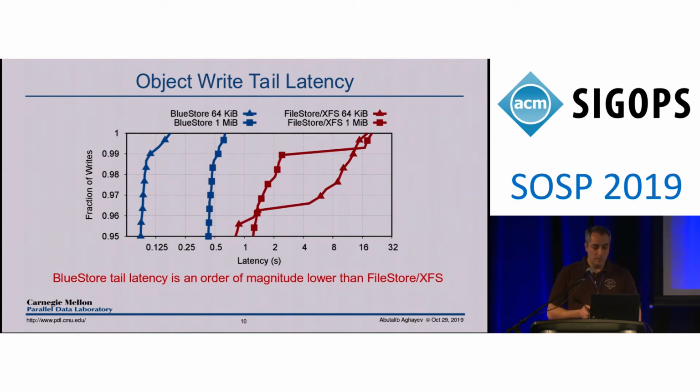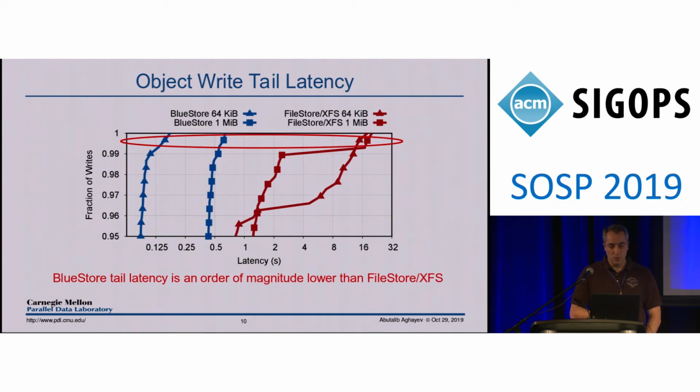So this graph compares the 95th and above percentile tail latencies of BlueStore and FileStore for transactional object writes. The setup is the same as before: a single client writing objects using a queue depth of 128 to a 16-node Ceph cluster using hard drives. The x-axis is the latency in log scale, and the y-axis is the percentile. The left two blue lines are for BlueStore with 64 kilobyte and 1 megabyte object writes, and the right two red lines are for FileStore with similar sized object writes. As you can see, the high percentiles of tail latency in BlueStore are an order of magnitude lower than FileStore.